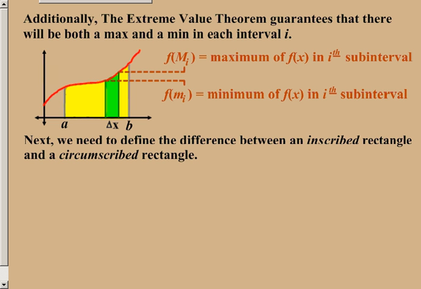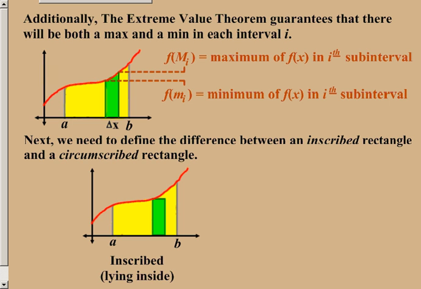The next thing that needs to happen is we need to define the difference between an inscribed rectangle within the interval and a circumscribed rectangle within the interval. Now, I'm sure you're probably familiar with these terms from before, but here they are again. Underneath the curve, within the bounds from A to B, we have a rectangle that is inscribed within the space underneath the curve. Inscribed is the fancy word, meaning it lies completely inside of the space within whatever it is you're looking at, in this case, a curve.